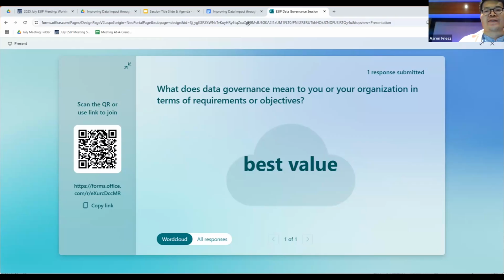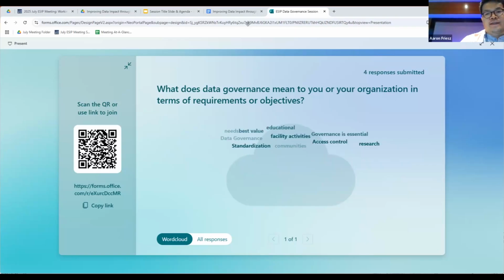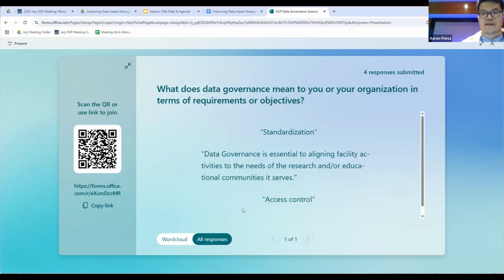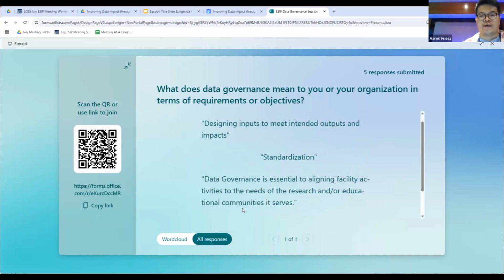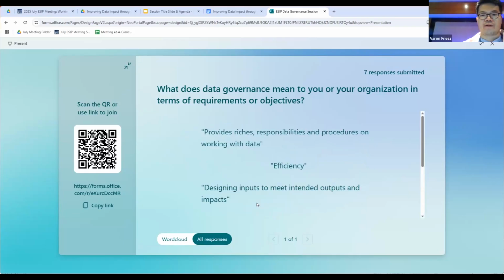Since these are open-ended questions, please feel free to type as much or as little as you want for these questions. We can see the individual responses as well, and I think it's coming in standardization and designing inputs.